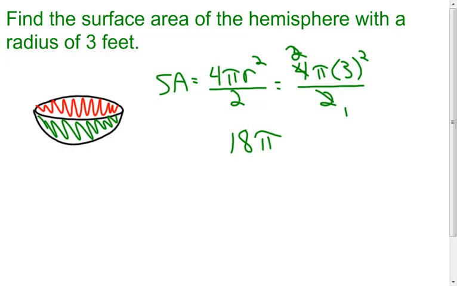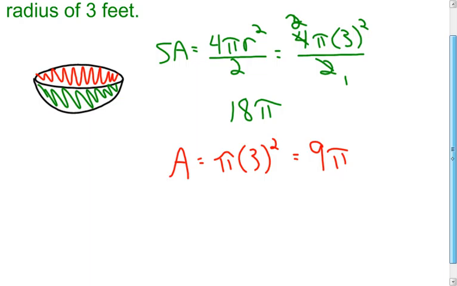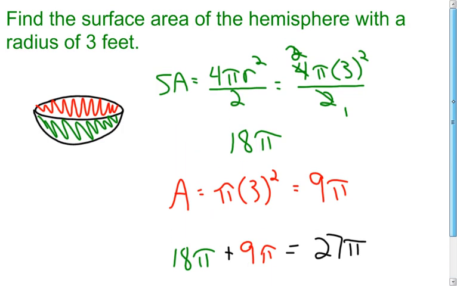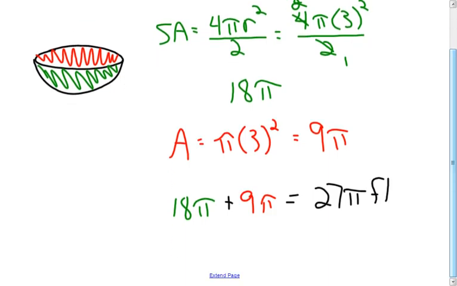Now the red circle, that's the area of a circle, that's going to be just pi times 3 squared. That's going to come out to be 9 pi. So now I just need to take the area of the green part, 18 pi, and add it to the area of the circle, which was 9 pi. And I'm going to have the area of my hemisphere, which is going to come out to be 27 pi. My label for this problem was feet, so 27 pi feet squared. The approximate area would be 82.882.